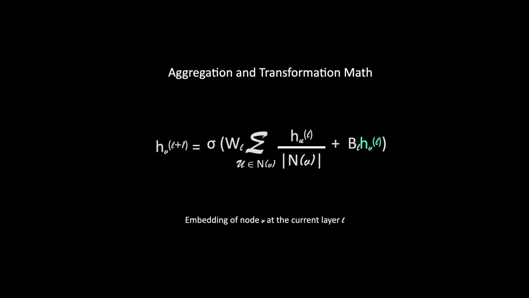To find the node embeddings at the next layer, you of course need to work with the node embeddings at the current layer. h_v^(L) is the embedding of the node v at the current layer L. This current layer's node embedding is transformed by passing it through a neural network layer, and I've represented that as B_L. This is just a learnable matrix. Now, in order to update the current node's embeddings, we need to take into account the embeddings of the neighboring nodes as well. That's represented here by h_u^(L). This is the embedding at the previous layer for every node u that is a neighbor of the node v.